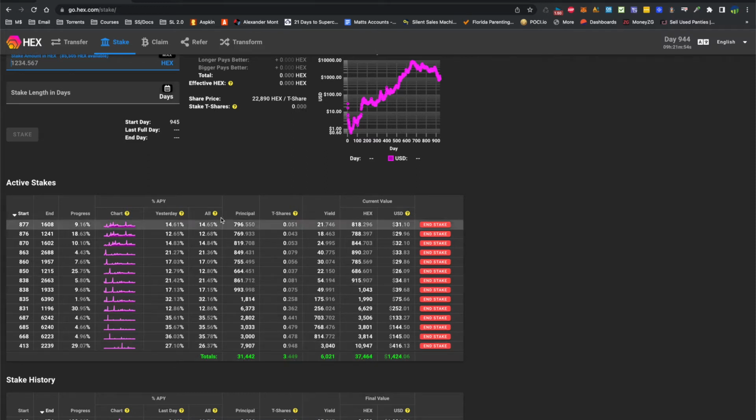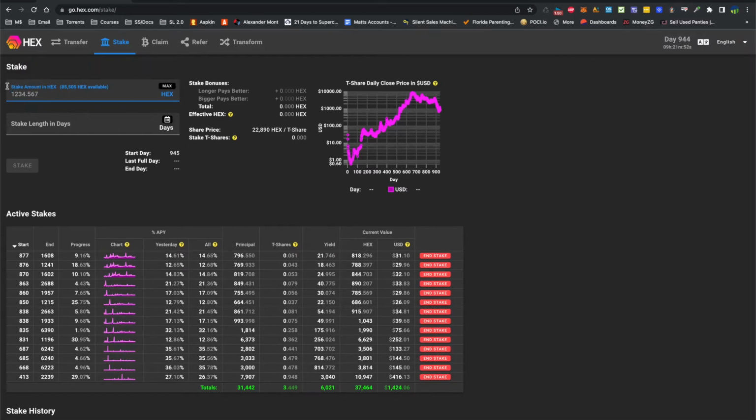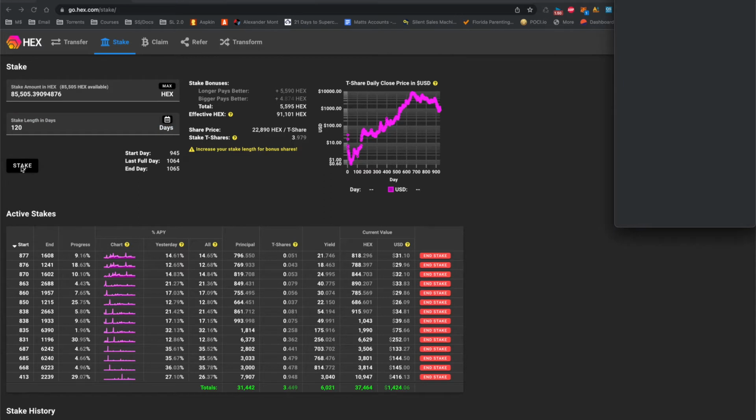But I'm going to stake all my HEX. So up here, it shows how much HEX I have. I'm just going to hit max. Then I'm going to stake it for 120 days. And then I'm just going to hit stake. And hopefully I have enough.